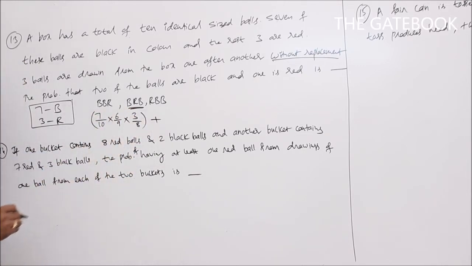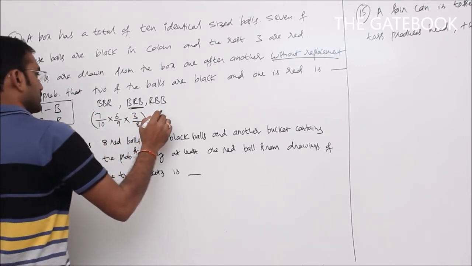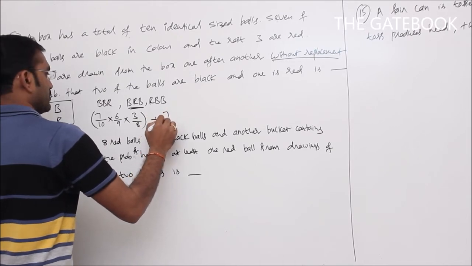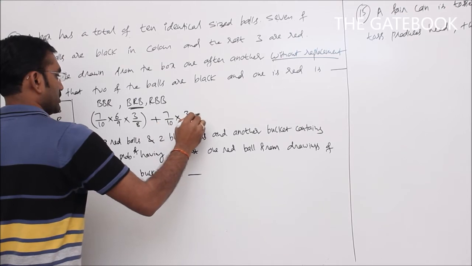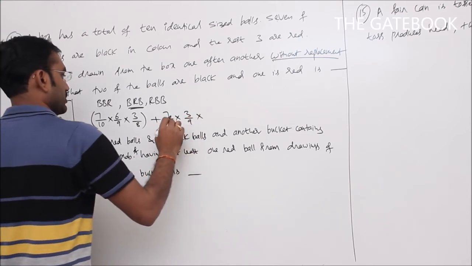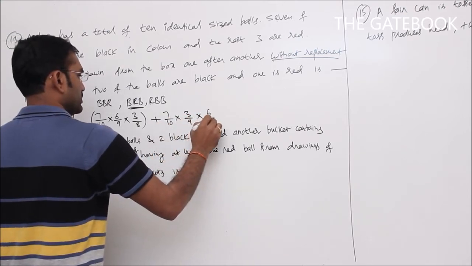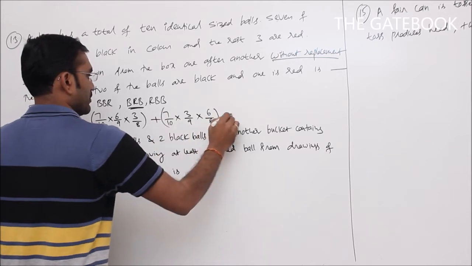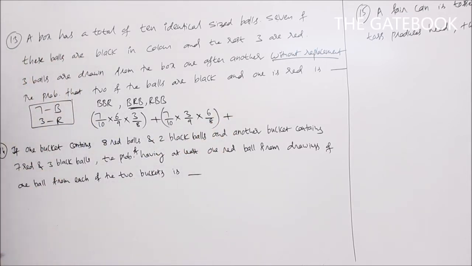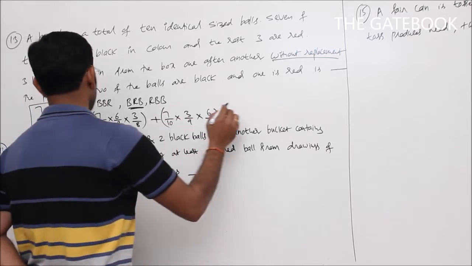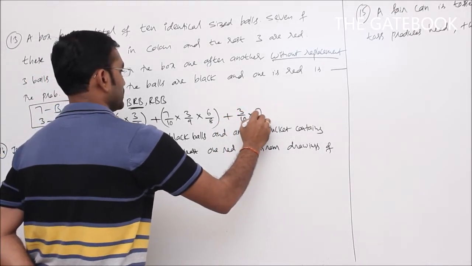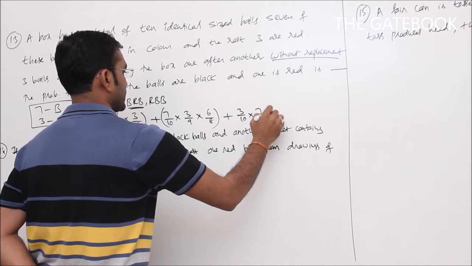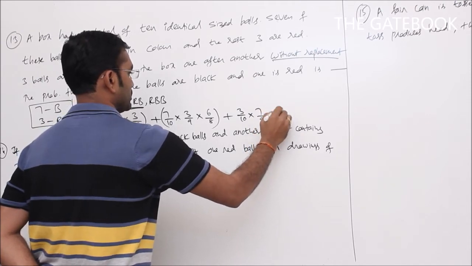For this combination, first we have to draw a black ball. That is black ball means 7 by 10. Next red ball 3 by 9. Next black ball, so we get 6 by 8, plus first red 3 by 10 into next black 7 by 9 into next again black 6 by 8.